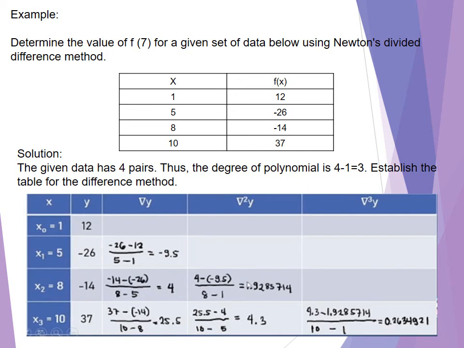For the last one, the y that you will use is 25.5 minus 4, all over the same for x. You start at x of 3, skip 2, skipping x of 2 or the 8, and start at 5. So that is 10 minus 5.